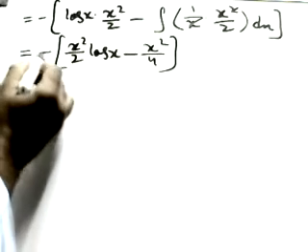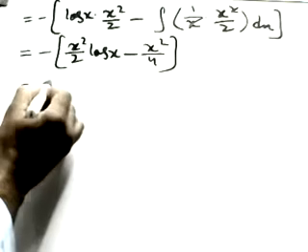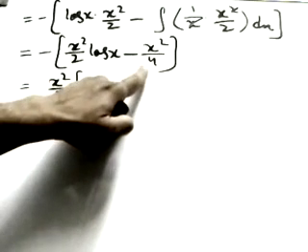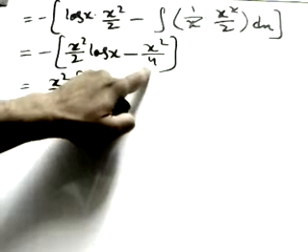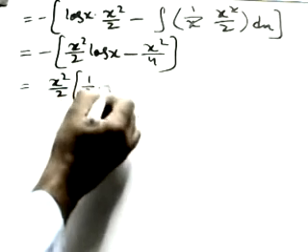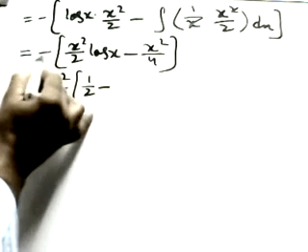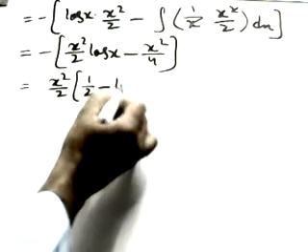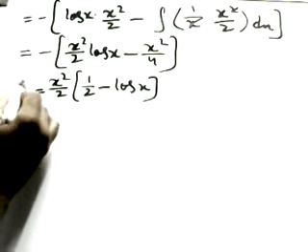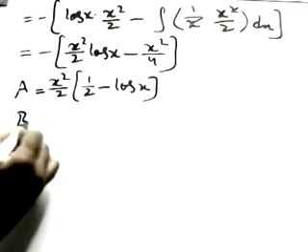Let me do one thing. Let me take common here. Let me multiply with minus and take common x square by 2. If we take x square by 2 common here, 2 is left in the denominator. Because we have taken minus common, this will become plus 1 by 2. x square by 2 taken common and multiplied with minus, this will be minus of log x. So we got the value of a. This is the value of a.